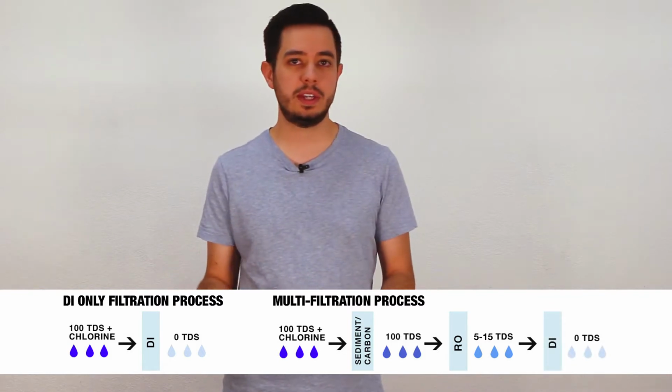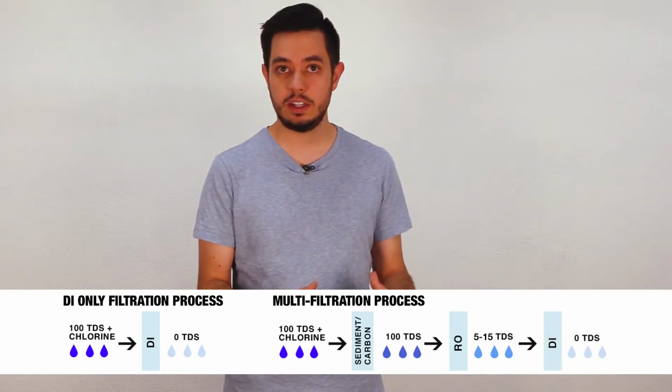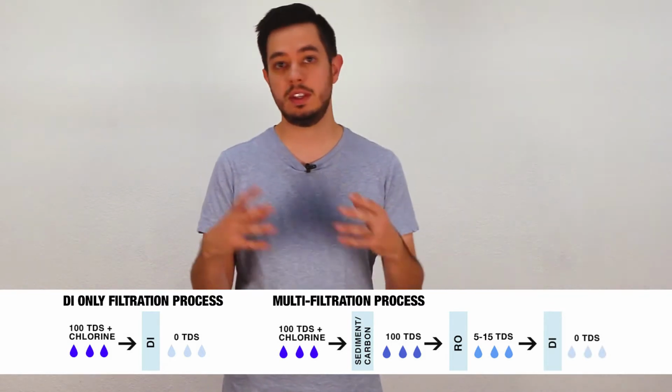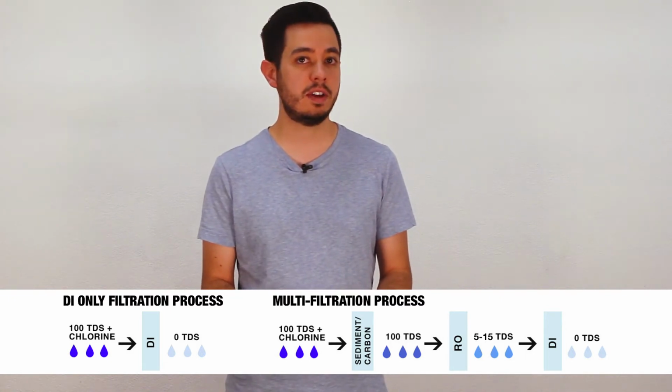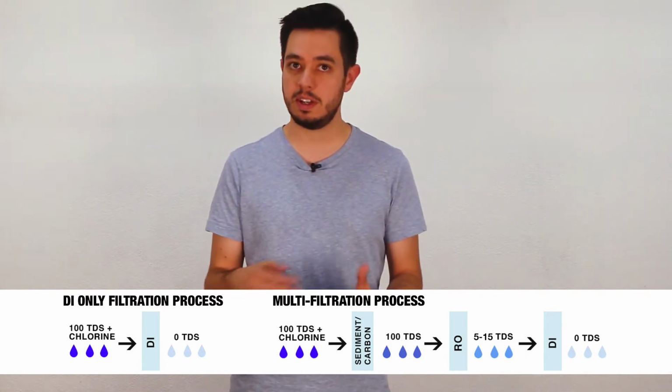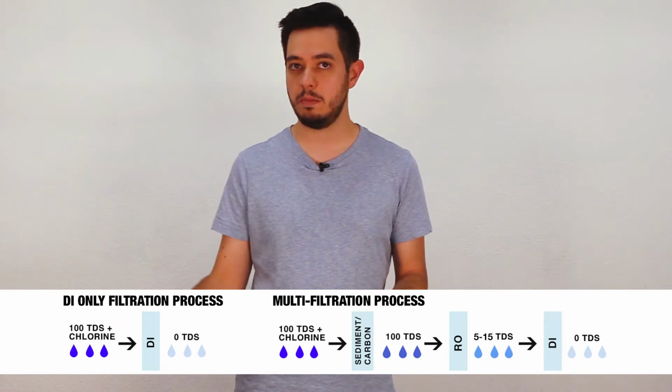From there, you're going to have a DI filter. Just like in the DI only system, the DI filter is going to polish off that remaining 5 to 15% of TDS that the RO missed.